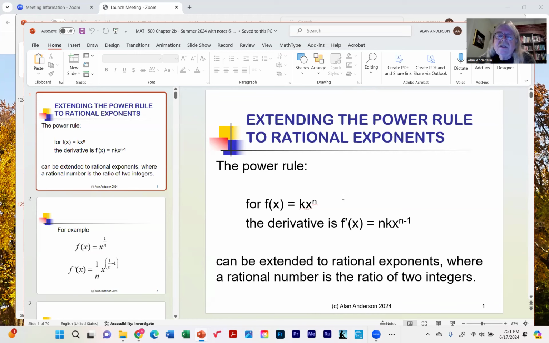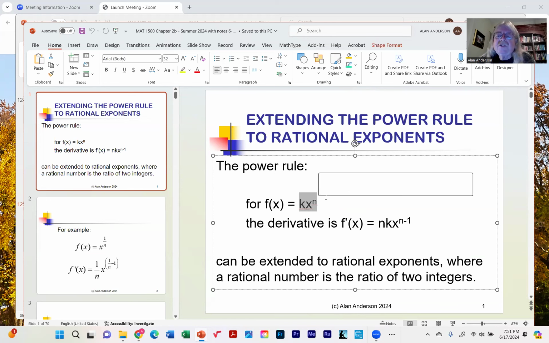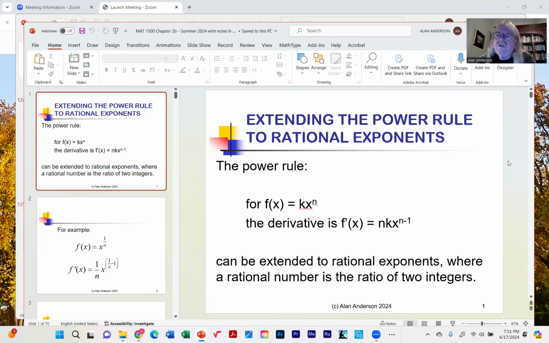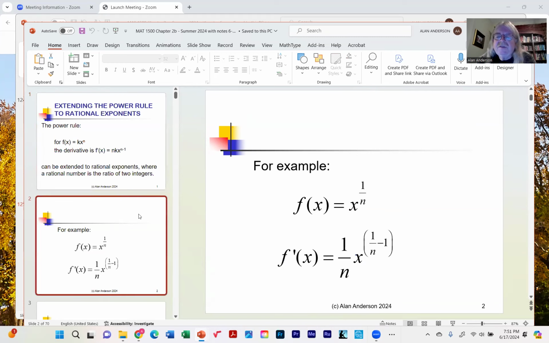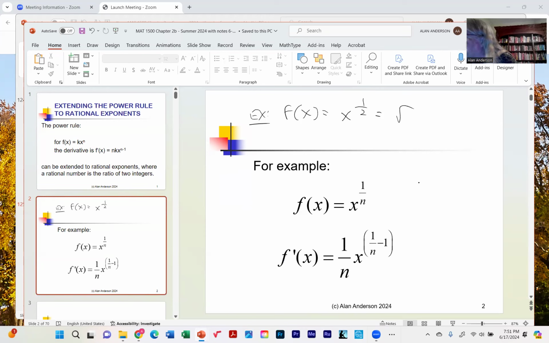Well, we're going to see what happens when the exponent here is what we call a rational exponent, meaning a ratio of 2 integers. So in other words, imagine you have something like this. So this could be, for example, 1 over x. Let's say we had f of x is x to the 1 over 2. This is the same thing as radical x. So the power rule hasn't actually changed.